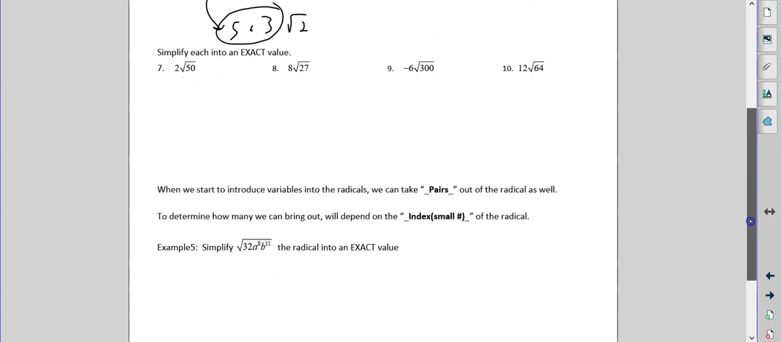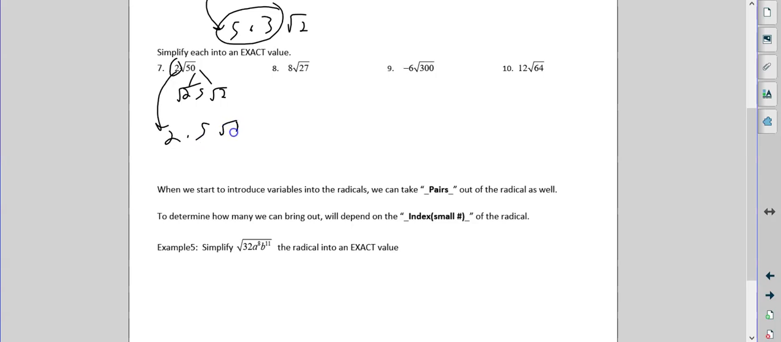Okay, let's do some more. So this 2, got to remind myself to bring it down and multiply by whatever comes out. The 50, the biggest perfect square going into 50 is 25, and 2. They're both radicals. The square root of 25 is 5. That's going to be multiplied, and that gives us 10 times radical 2.